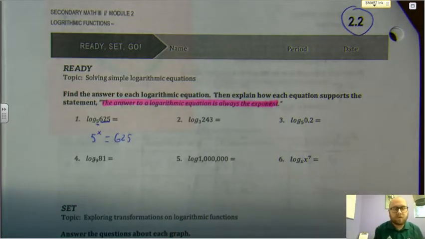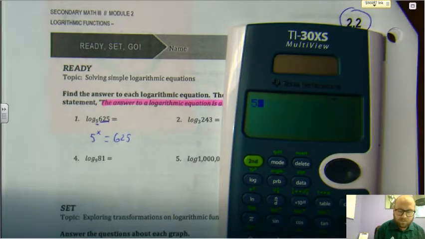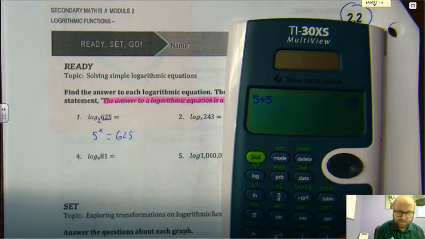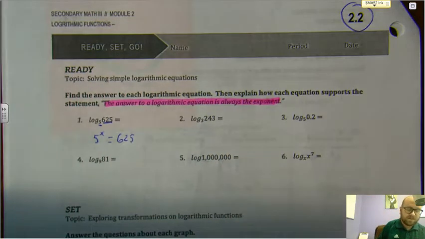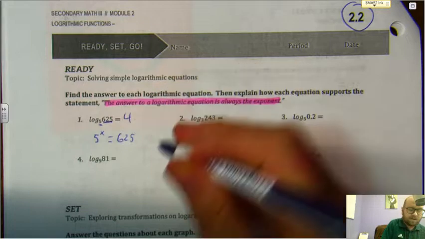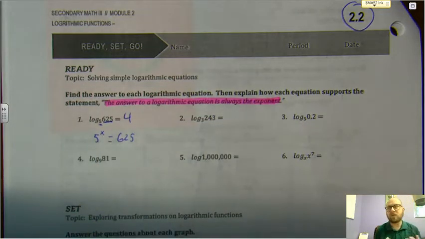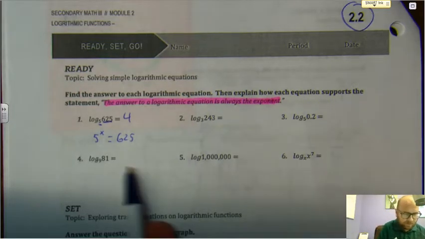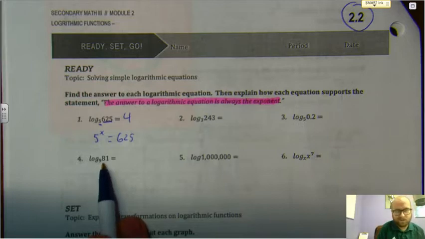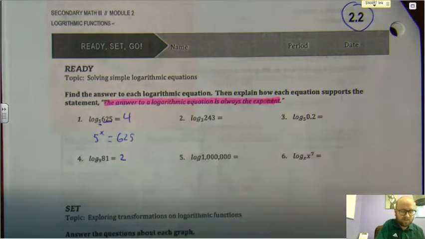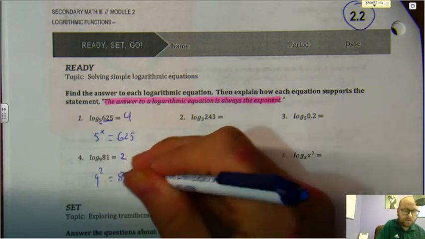625. To be able to do that, you kind of have to explore your powers, know your 5 times 5 times 5 times 5. And we see that we did 4 5s there, so we know that the logarithm is going to be 4 because 5 to the 4th power is what's going to be 625. So keep that in mind as we go through that. For example, look at number 4, 9 to what power is 81?